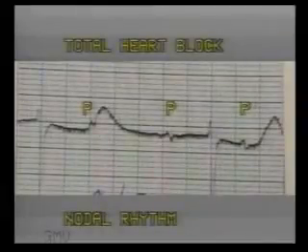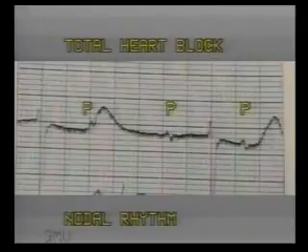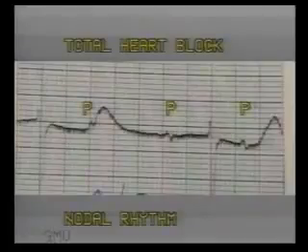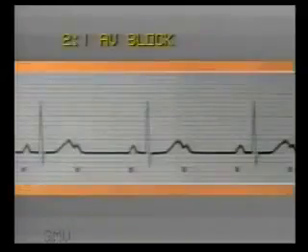This is a very similar picture where the P waves have their own rhythm and QRS complexes have their separate rhythm. But QRS complexes are normal and the rate is 45 per minute. This is complete heart block with nodal rhythm.